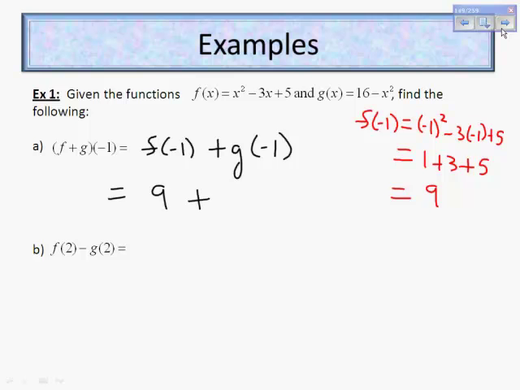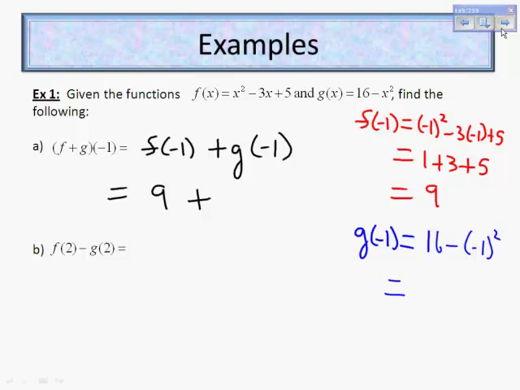Plus g of -1, I'm going to do the same thing over here to the side. So g of -1 means I take my function g of x, which is 16 minus x squared, and everywhere I see x, I'm going to plug in -1. So it's going to be 16 minus -1, that quantity squared. Now again, you got to make sure you do your order of operations correctly. In order of operations, it says that we have to do exponents before we subtract.